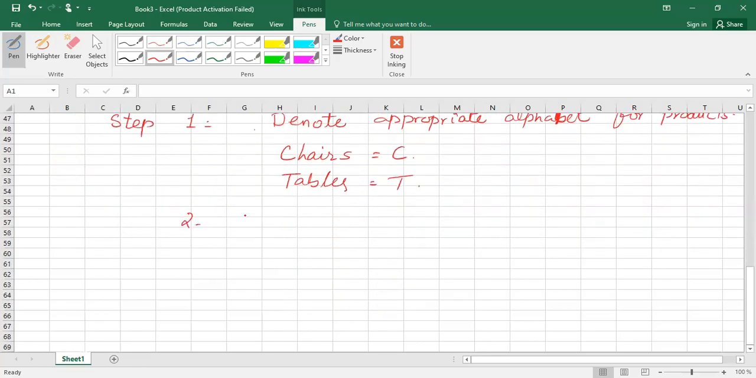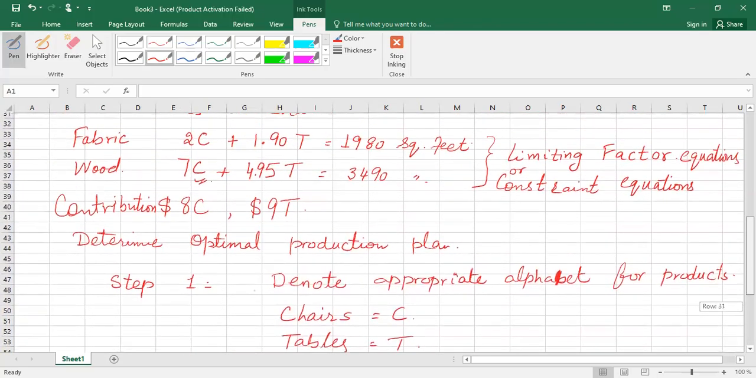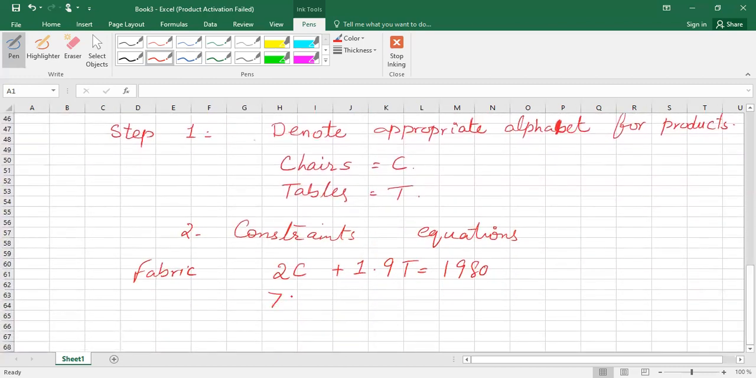Step 2, constraint equations. We have already shown the constraint equations: 2C plus 1.9T is equal to 1980 for fabric here, and 7C plus 4.95T is equal to 3490.